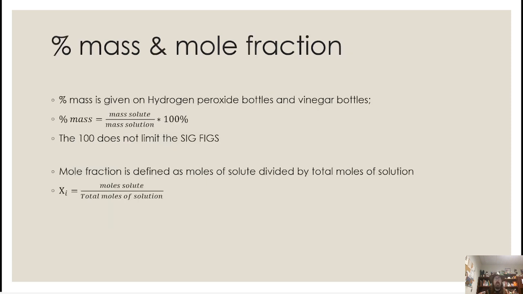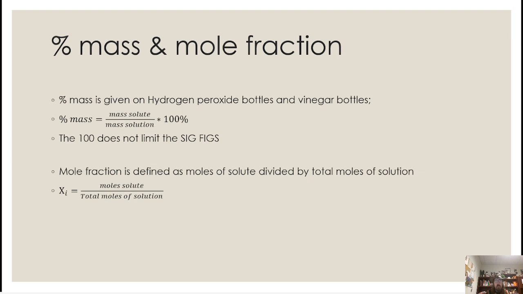So the first one, mass percent and mole fraction. I will do them together because they're pretty similar and pretty easy. Mass percent is given on, for example, hydrogen peroxide bottles. You can buy hydrogen peroxide in the store. It's usually something like 3% by mass hydrogen peroxide, which you're like, oh, they're really gypping me. 3% by mass, that's a lot of water and not a whole lot of hydrogen peroxide. It's probably a good thing, because if it's fully concentrated, you'd be burning yourself and hurting yourself all the time.